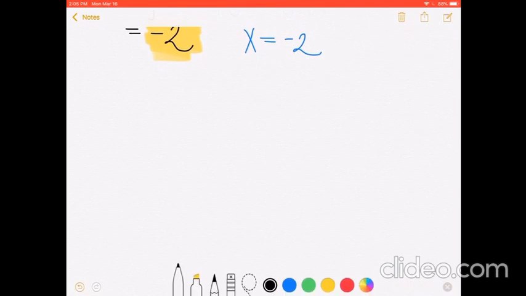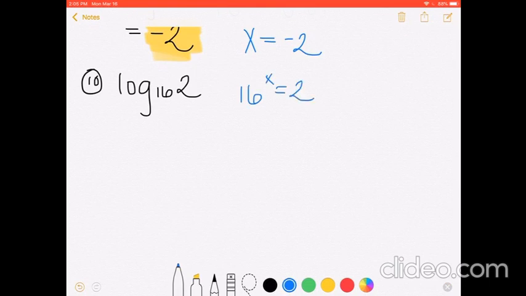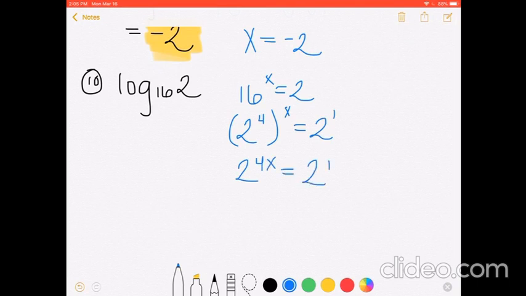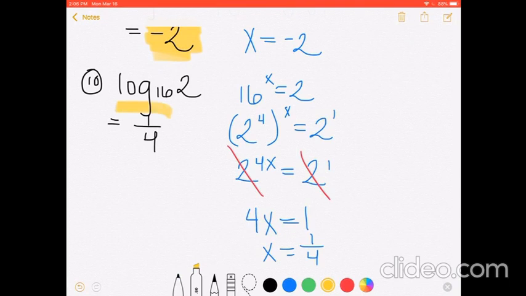All right, going forward and taking a look at our next example, number 10. We're going to evaluate log base 16 of 2. All right, first step, go to that exponential form. 16 to the x power is equal to 2. And then now get that same base. Well, 2 to the 4th is 16, so I'm going to take out that 16, replace it with 2 to the 4th, but I still have that power of x there. All right, and then now the 4 and the x multiply, and now I have 2 to the 4x equals 2 to the 1st. Equality property, get rid of those bases, and then go ahead and solve for x there. And then we get here that log base 16 of 2 is equal to 1/4.